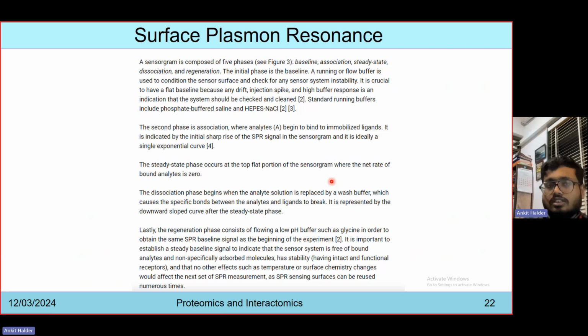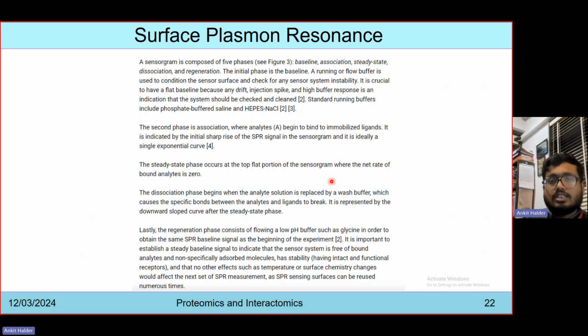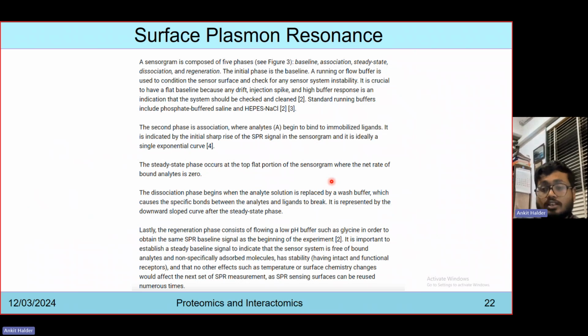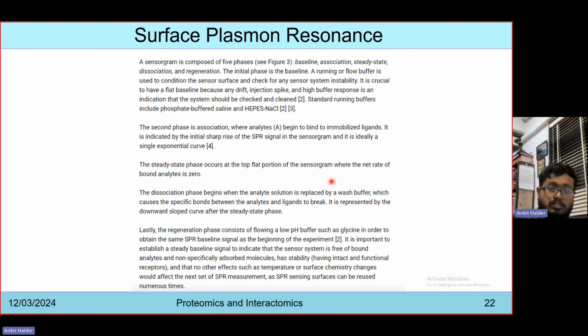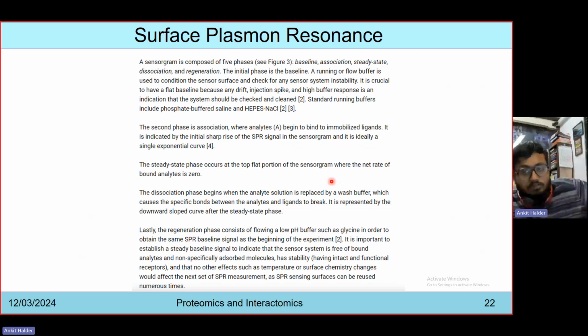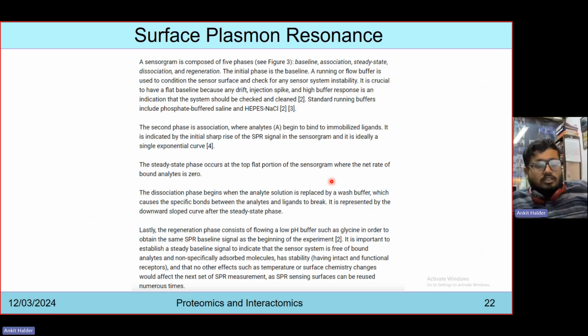This technique is very clear from its literal name: surface plasmon resonance. At the surface, whatever plasmons are there absorb and resonate to provide you the energy, the unit or the refractive index. So this comprises baseline, association, steady state, dissociation, and regeneration.